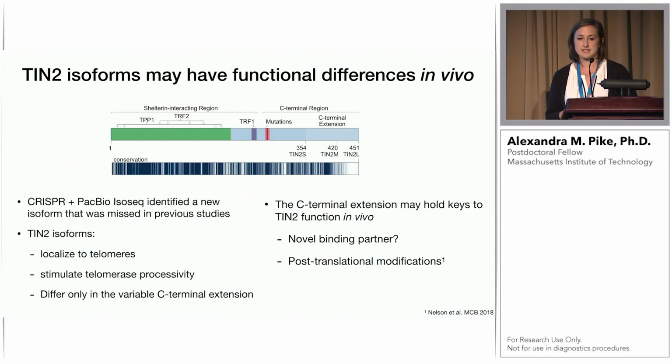So to summarize this, we found this new isoform of TIN2 using a combination of CRISPR and targeted Iso-Seq, and this had been missed in previous studies, but all 3 TIN2 isoforms that we know about localize to telomeres and can stimulate telomerase processivity, and their only difference is this variable C-terminal extension down here. So we think that it might actually hold keys to TIN2 function in vivo, maybe through a novel binding partner or post-translational modifications, and that is an avenue for further study. Might be interesting to know also if they have different expression in different tissues.